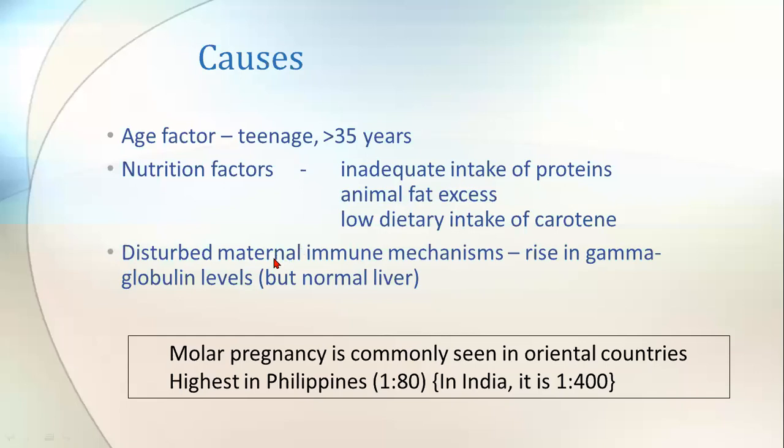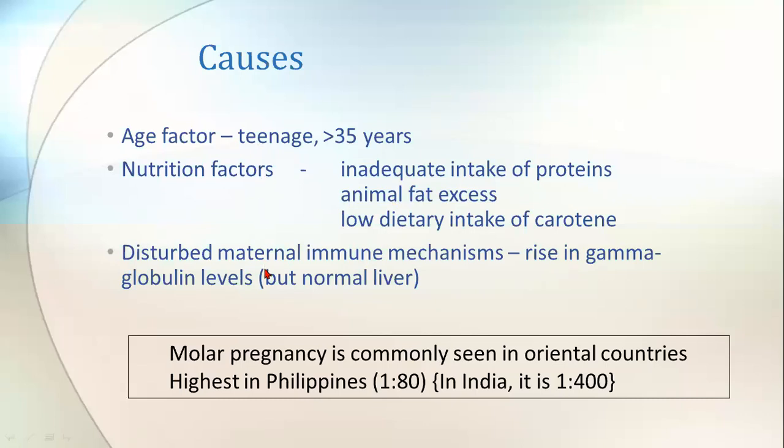And sometimes there may be disturbed maternal immune mechanisms. It means when the patient is tested, there are raised gamma globulin levels, but this gamma globulin is one of the important proteins of the liver. So when we observe the liver histology, it will be normal, but the blood levels will show raised gamma globulin levels. Okay, so apart from cytological abnormality, age factor, and nutrition factor, disturbed immune mechanisms of the mother are also very important.